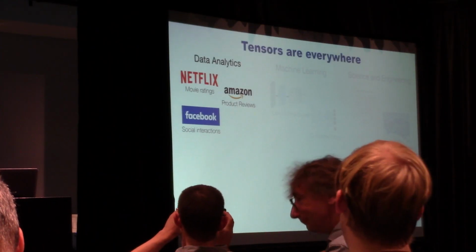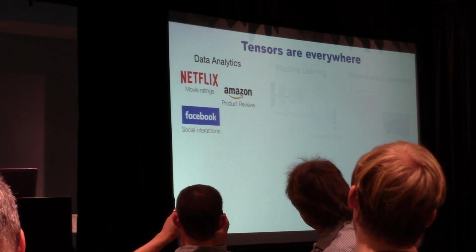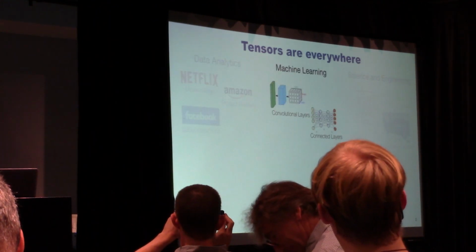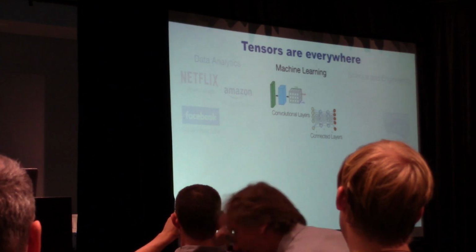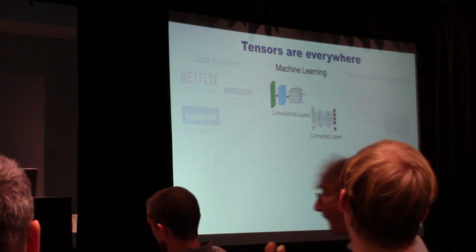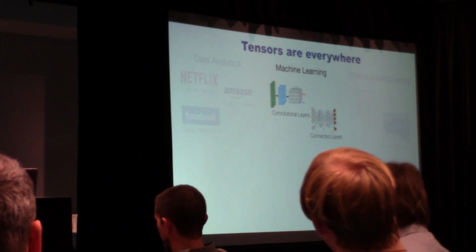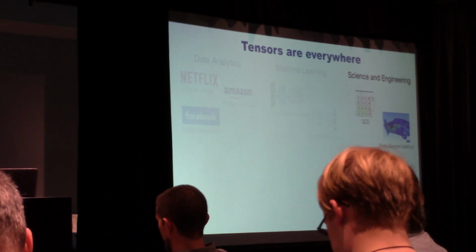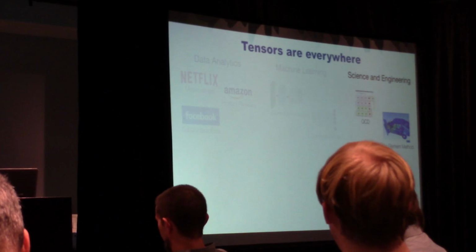If you look around, tensors are everywhere. So if you look at data analytics, the data can be represented as tensors. And if you look at machine learning, a lot of machine learning data is represented as tensors. And before any of these things like data analytics and machine learning came on the scene, in scientific and engineering computation, for a very long time, the data was represented as tensors.